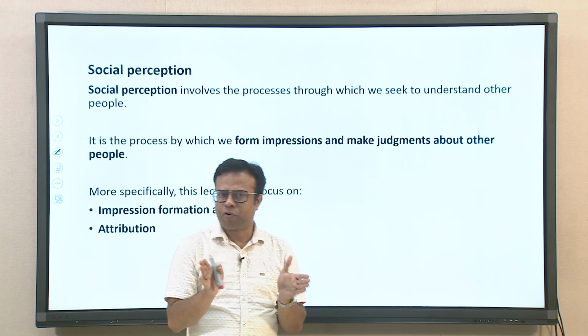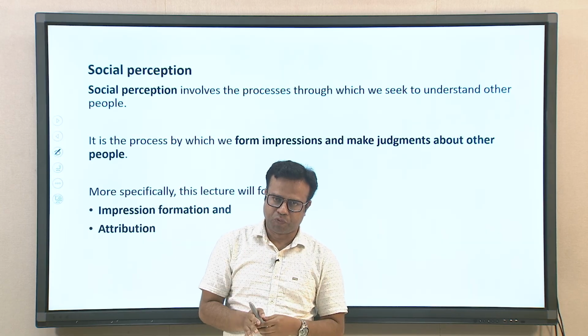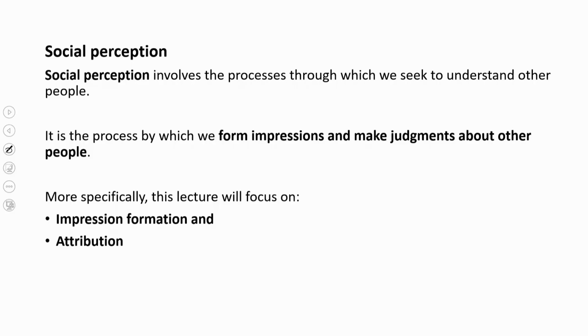In today's lecture, we will focus on the concept of social perception. Social perception is one of the important topics within social psychology, which involves the processes through which we seek to understand other people. It is through social perception that we understand other people. There are various processes we use in the context of social perception, by which we form impressions and make judgments about other people.